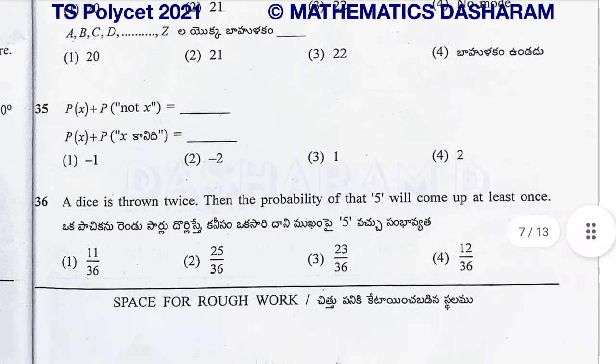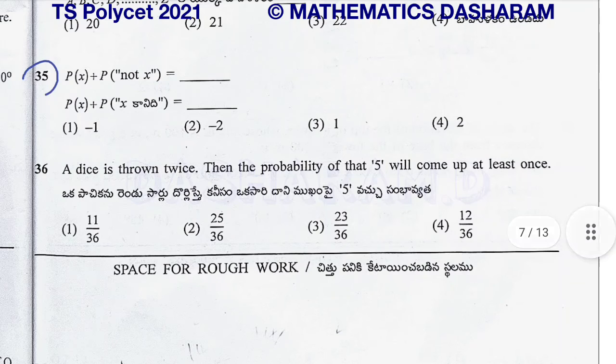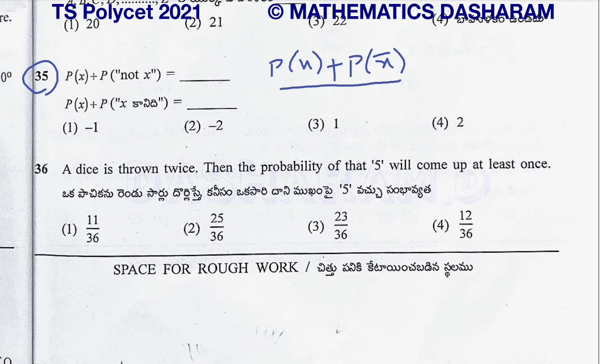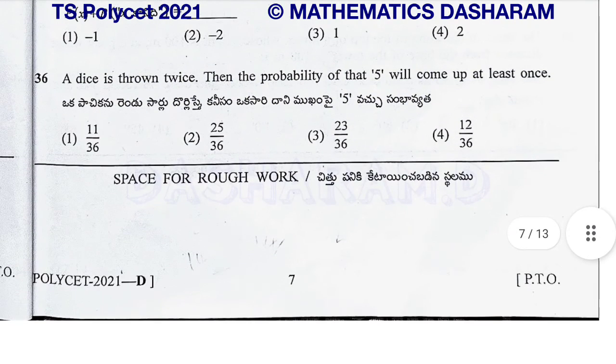Next question number 35. P of x plus P of not x. Here not x we denote with x dash. So here x and x bar both are complementary events. So the sum of the probabilities of these two complementary events is 1. Option 3 is correct.